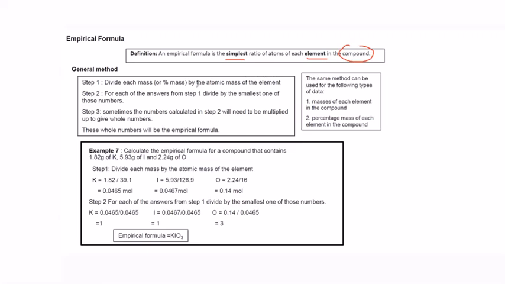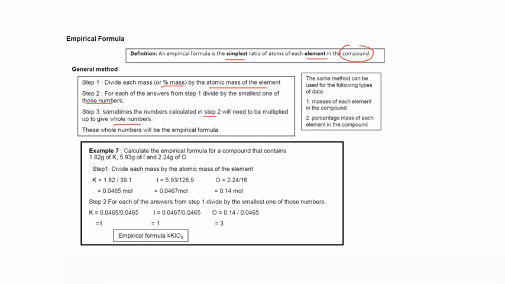Sometimes percentage is given, sometimes mass is given, or sometimes percentage by mass is given. So what is step one? Divide each, either a mass or a percentage, by the atomic mass of the element. That's the first step. What is step two? For each of the answers from step one, divide by the smallest one of those to get the simplest ratio. Then sometimes the numbers calculated in step two need to be multiplied to give whole numbers. Those whole numbers will be the empirical formula.